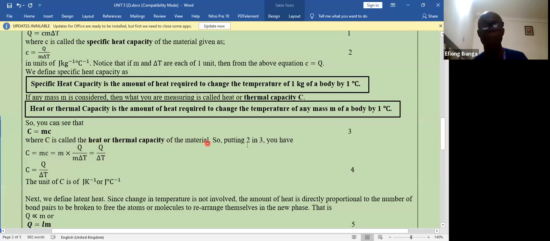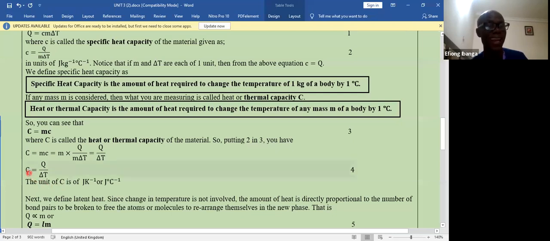So putting my equation two in equation three, that is, my equation two is this. And I come here, wherever I have c here, I write Q over M delta T, then I will have my C equal to Mc, so I'll have M times Q all over M delta T. Now I notice that my M and M will cancel, isn't it? So what I will have will then be equal to Q all over delta T. Therefore, what I'm saying is that heat or thermal capacity is simply the amount of heat all over the change in temperature. So the unit of capital C.